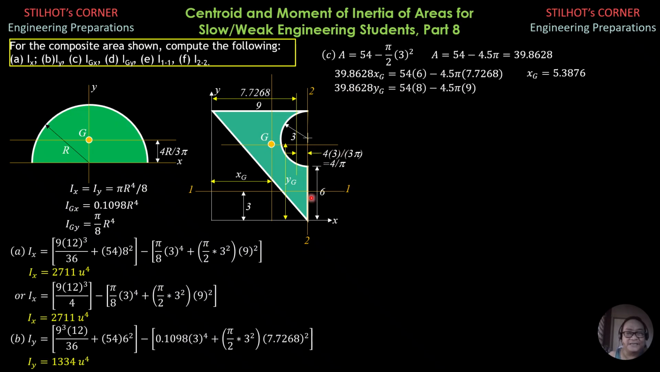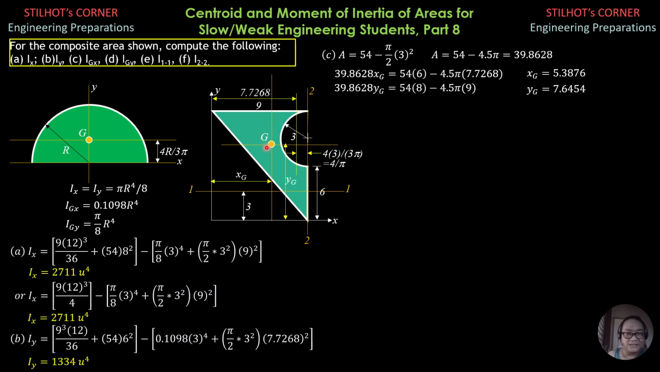Similarly, 39.8628 yg equals 54 times 8, 2/3 of 12 is 8 for the triangle. Then minus semicircle, then 3 plus 6, 9. 4.5 pi area, then times 9. So yg is 7.6454 units. Then for the centroidal moment of inertia, let's transfer the centroidal moment of inertia of its individual figure to this centroidal axis.